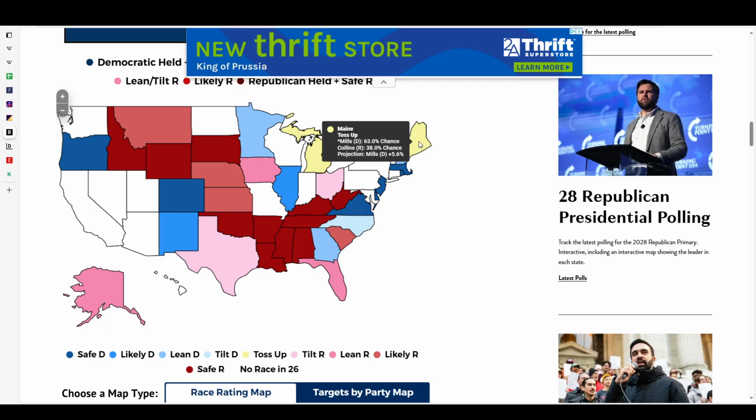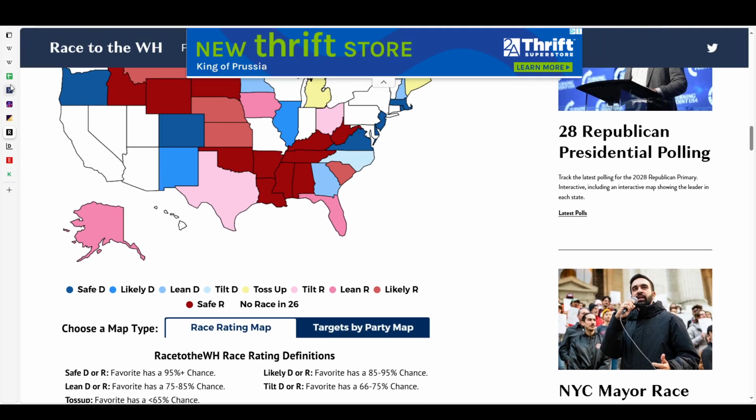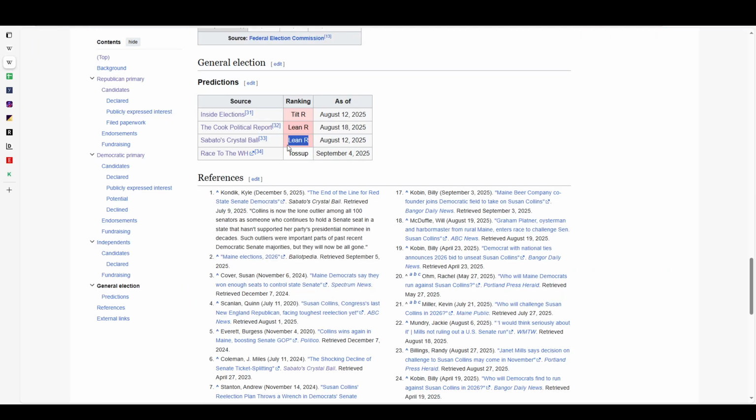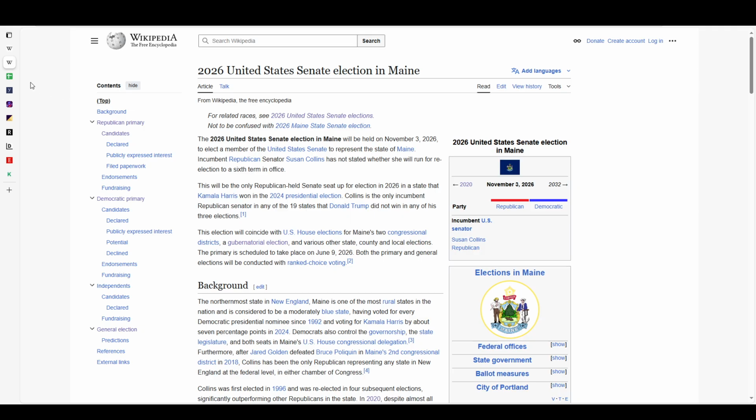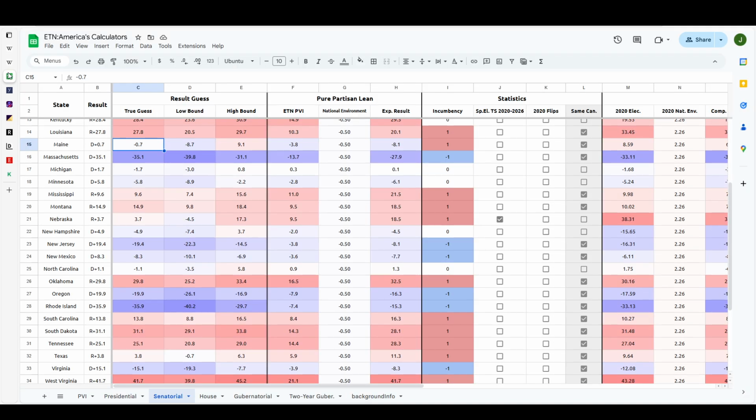Mills by 6 for some reason. Mills is probably not going to be running. So if you end up running, based off the fact you end up having lean R and tilt R for Inside Elections, I'm actually going to be going against that prediction here.